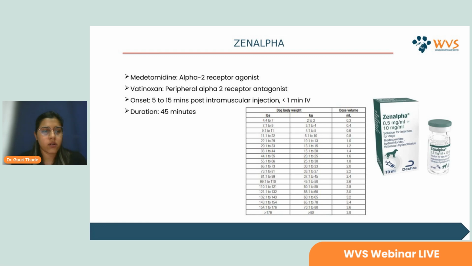It is a quick onset of action, around 5 to 15 minutes post intramuscular injection, and duration is 45 minutes. Zenalpha was introduced as a standalone drug for procedural sedations, only for use in dogs, and the dosage chart that you're seeing is according to body surface area. So your dose rates per kg change; they reduce as the weight increases. Zenalpha is currently not available in India; it's not launched, but hoping to see it launched soon.